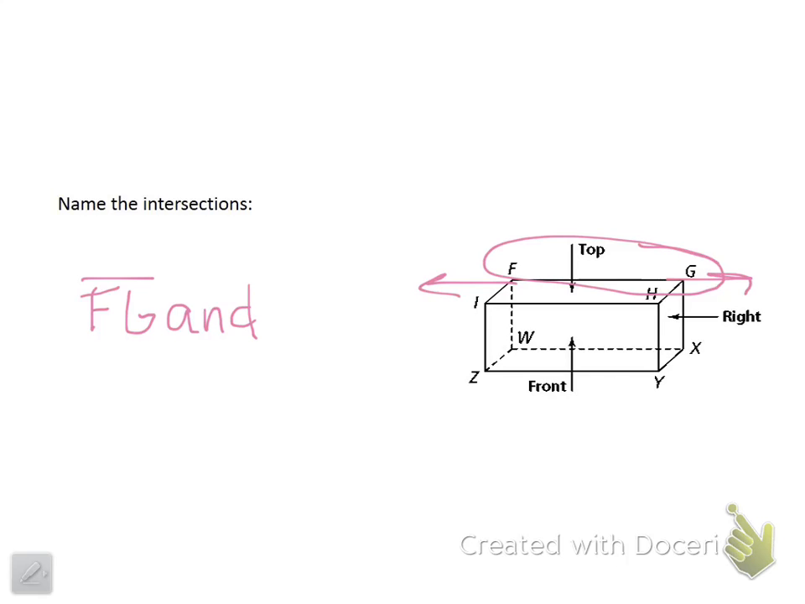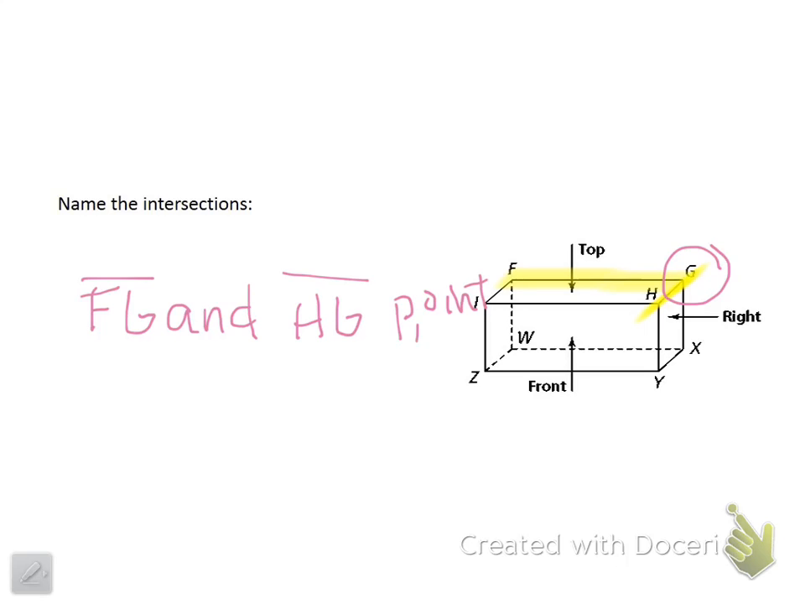How about we do, let me erase that, segment HG. I'm going to highlight that. If I highlight, we have FG that we just did and HG. They're intersecting at point G. They both run into point G. So they intersect at point G.